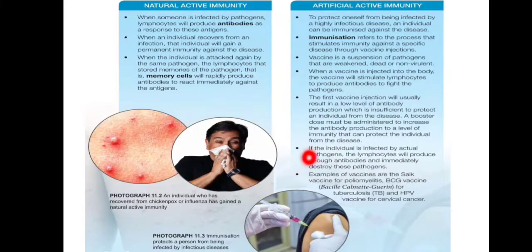So if the individual is infected by actual pathogen, kali ini bukan vaksin lagi, actual pathogen, now the lymphocytes will produce enough antibodies and immediately destroy the pathogen. So di sini, beza dia di sini adalah our body produces our own antibody. Here also our body produces our own antibody. Tetapi di sini adalah naturally, iaitu selepas kita sembuh daripada serangan sesuatu patogen itu. Okay? Yang di sini kita perlu immunize, iaitu dengan injections of vaccine. Itu beza dia. Faham tak? Sebab itu di sini natural, di sini artificial.